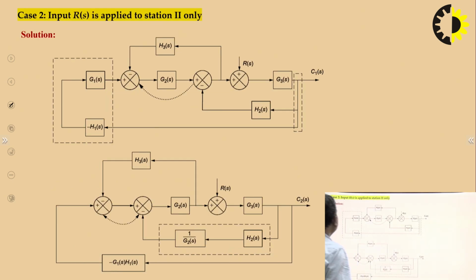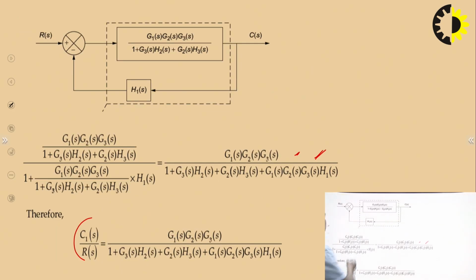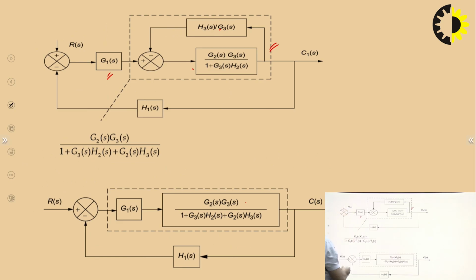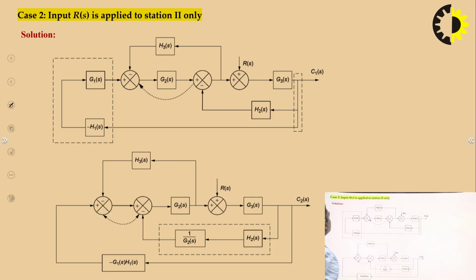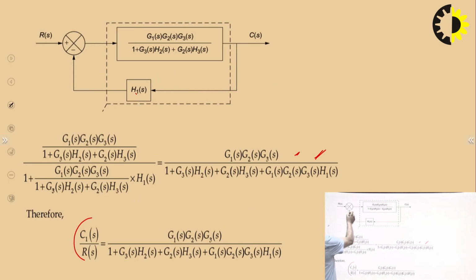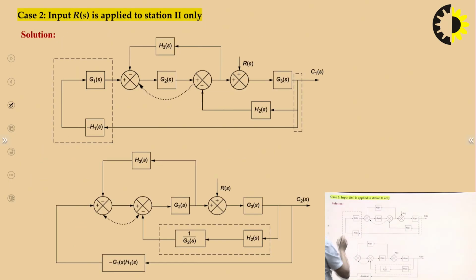Okay. Now, if we are applying input RS to station 2 only, so in case of station 2, we are applying it over here, and because we are not applying any input over here, there is no requirement of this summing point, only this minus sign will come over here. Okay. So, you can see this, we have done this, we are now applying input over here. Okay. So, this is the situation. Now, what we are doing, this negative sign we have taken here. So, it will become minus H1S.